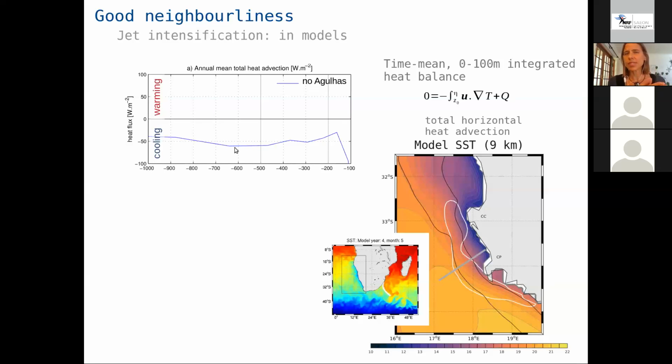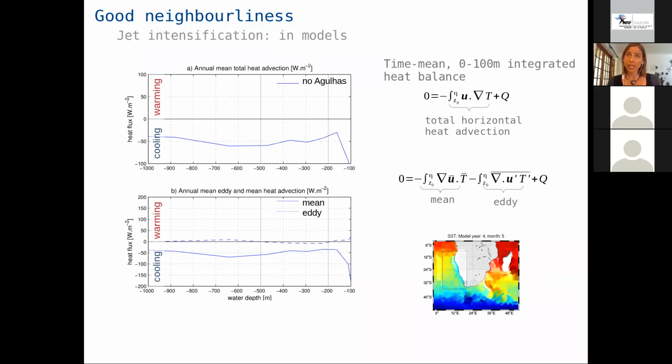I was also interested to know, well, how much of this cooling is related to eddies and how much of it is related to the mean state. And when I talk about eddies, I don't just talk about a coherent cyclonic or anticyclonic eddy. I talk about turbulence in general. So when I separate this term into its mean and its eddy counterpart, it's very clear that it's really just the mean state that drives this cooling. Turbulence is really not important.